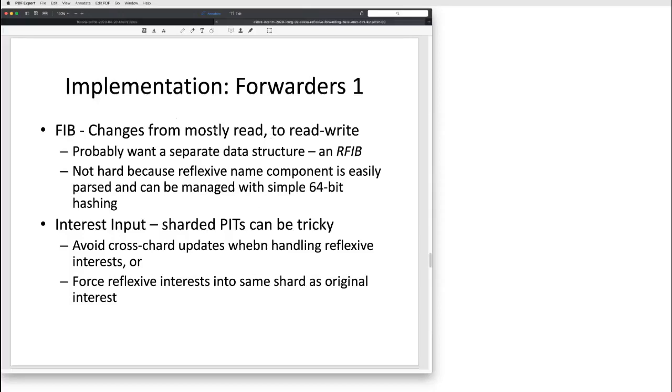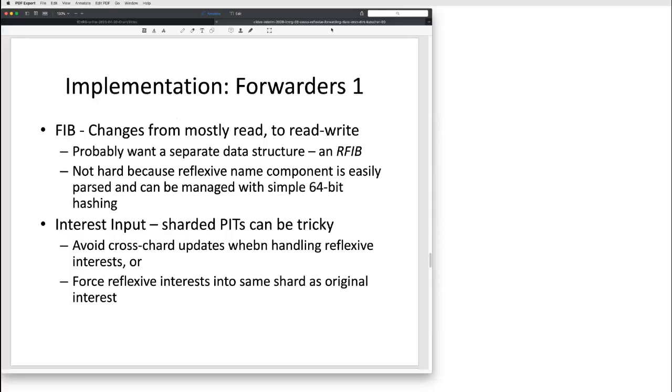And one of the things that this changes is the assumption that we have in high-speed forwarders previously that FIBs were almost all read-only or read mostly. And now we have something that can update the FIB effectively at the rate of arrival of interest. So you probably don't want to use the same FIB data structure that you use for your regular FIB for these. So the draft recommends a particular way to do a separate FIB called an RFIB that just uses a straightforward, really fast hashing algorithm in order to get the data.